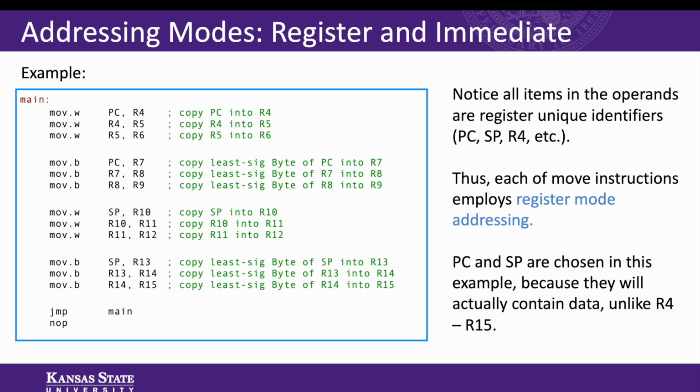So first of all, in this code, notice that all the items in the operands are the registers' unique identifiers. We look at those operands, which is the 3rd column of our assembly program. We see PC, we see SP, we see R4, 5, 6, up to 15. That is what signifies to us that these instructions are employing register mode addressing. Now, it's kind of a silly example, but PC and SP are chosen because they actually contain some data, unlike R4 through 15, which may be cleared.